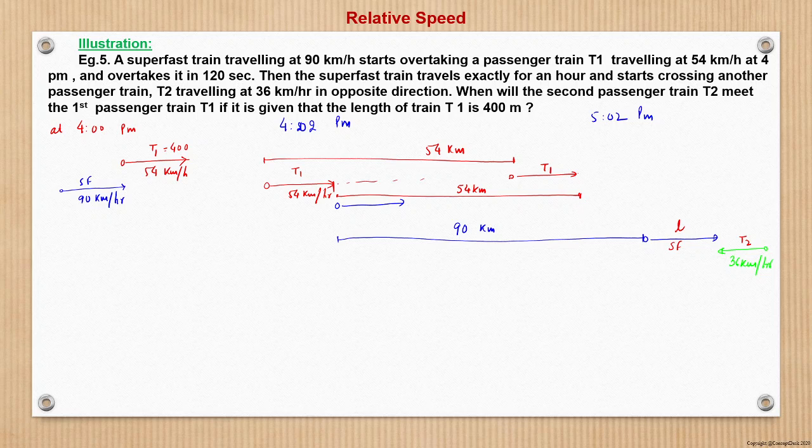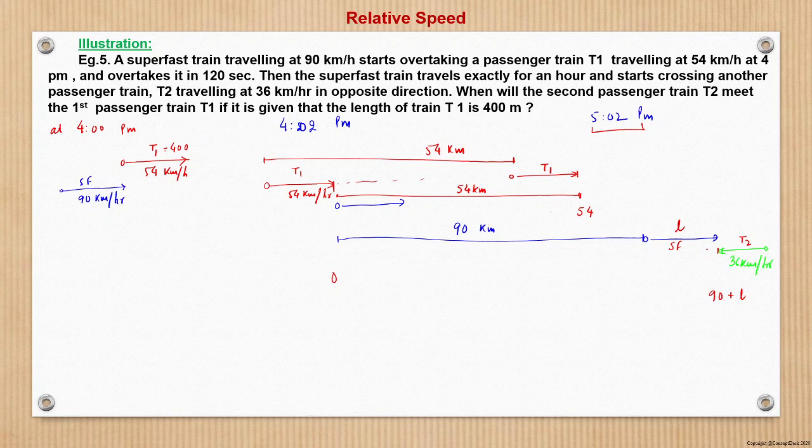So now see, at 5:02, this train T1 is here, the front end is here, and the train T2, the front end is here. What is the difference between the two, right? Suppose if this was zero position, so this position is nothing but 90 plus n, right? And this is the 54 kilometer position.